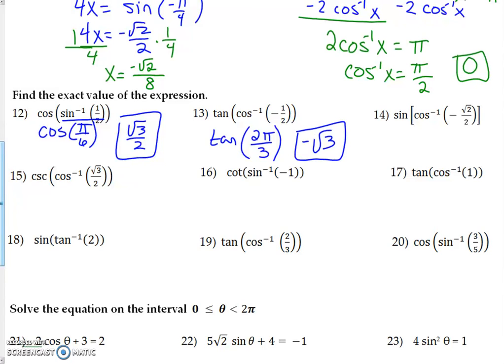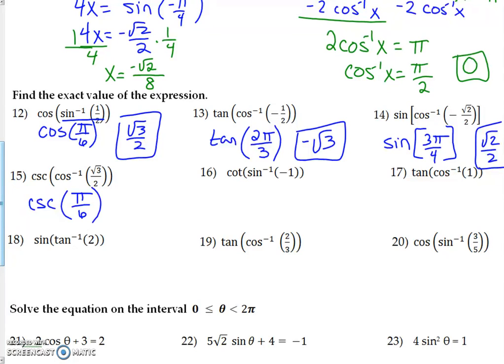Done. For number 14, we're going to be looking up the inverse cosine of negative radical 2 over 2. That does give me 3 pi over 4. On the trig library, that's going to give me square root of 2 over 2, or my answer. Problem 15. Again, starting from the inside out, still using that arc trig table. Inverse cosine of square root of 3 over 2 does give me pi over 6. And then that answer on the trig library is equal to 2.